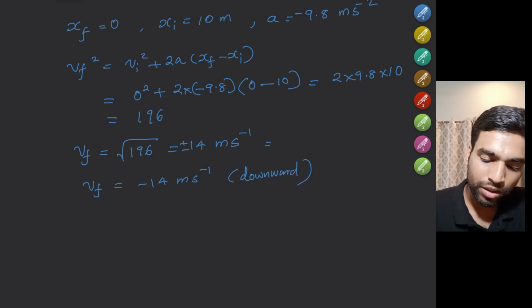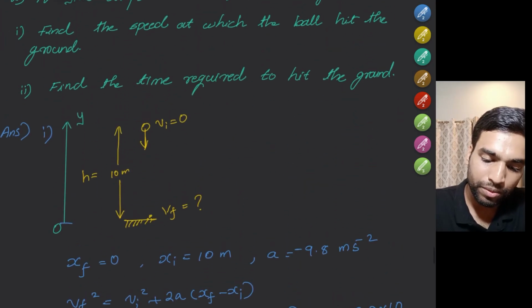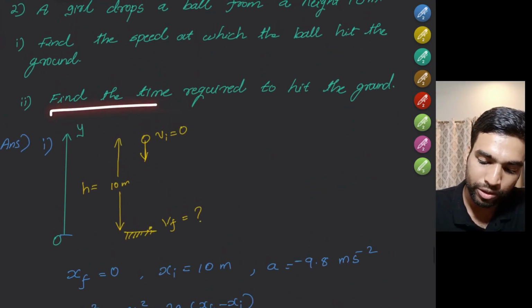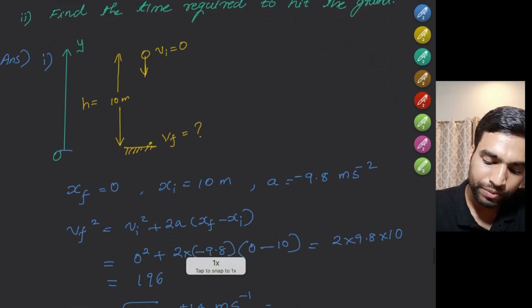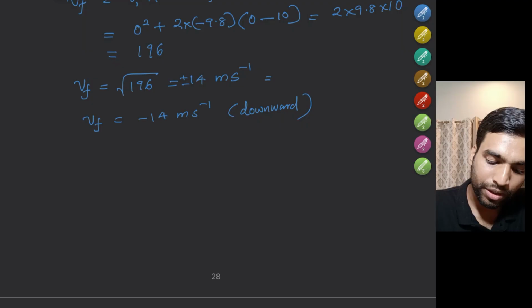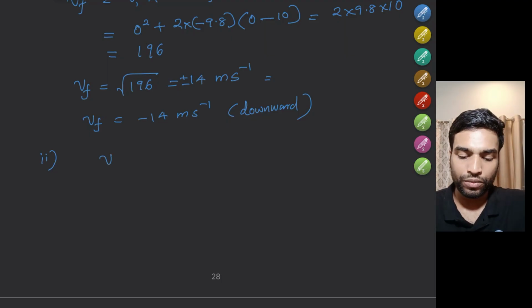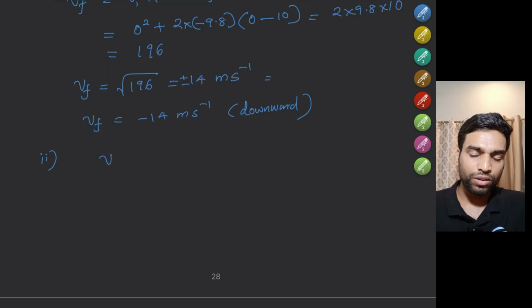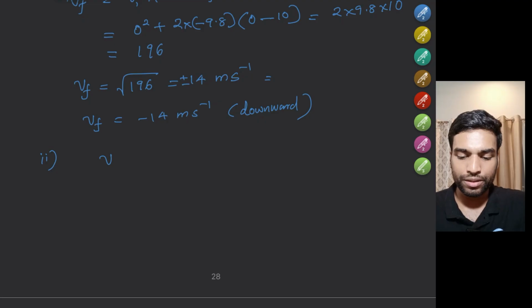Got it? So now the second part is to find the time required to hit the ground, correct? So let's do that. We got the Vf, so finding the answer will be easy. If you know the Vf, the initial speed, and the acceleration, then definitely you can use the second equation of motion to find time.